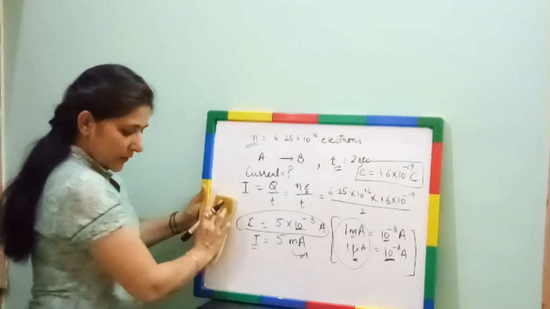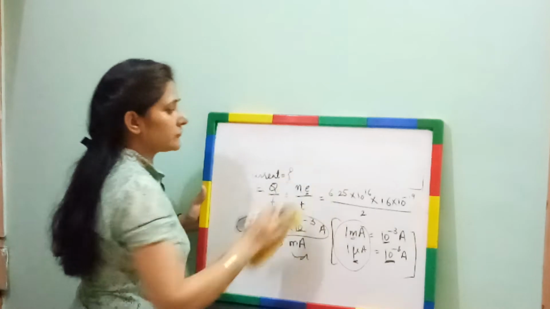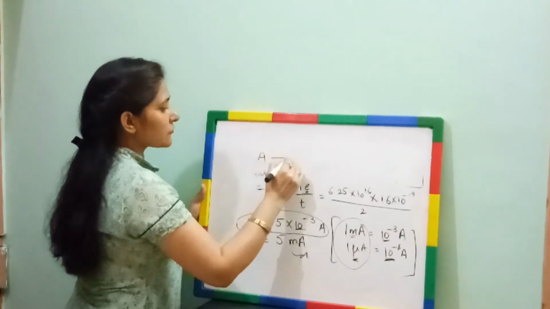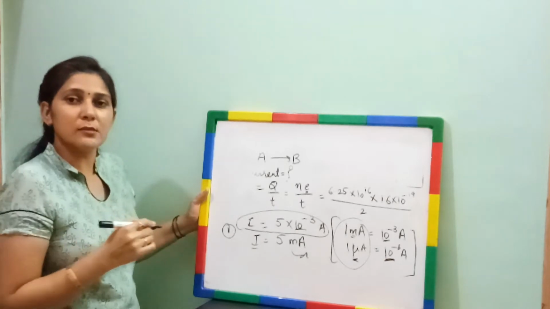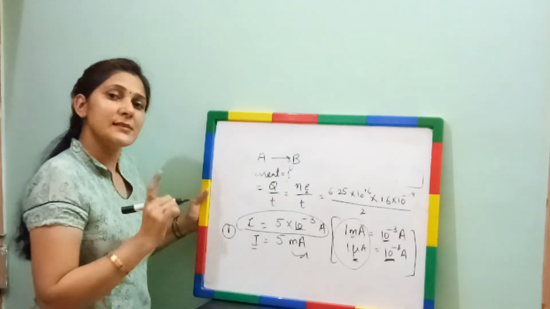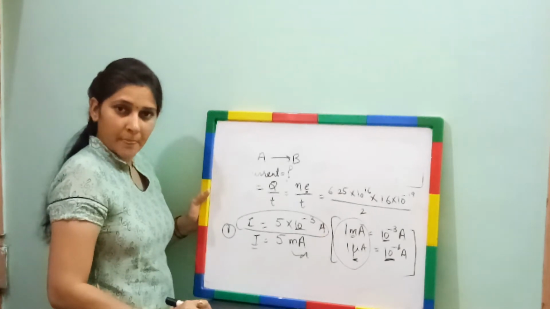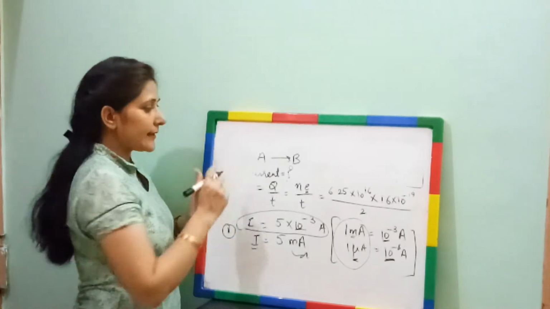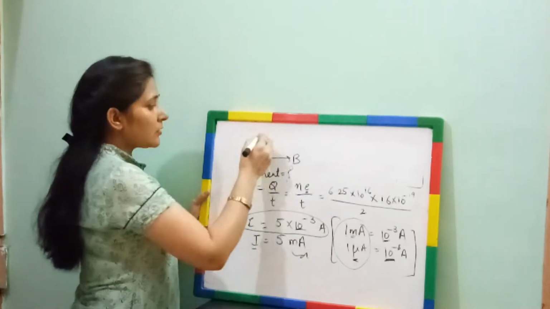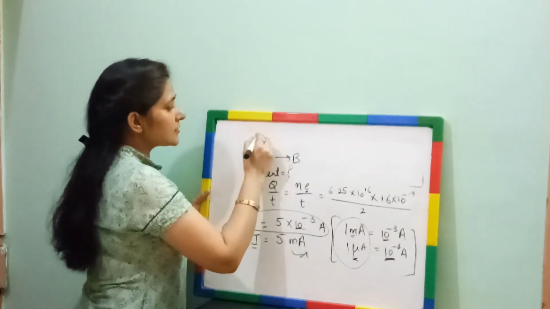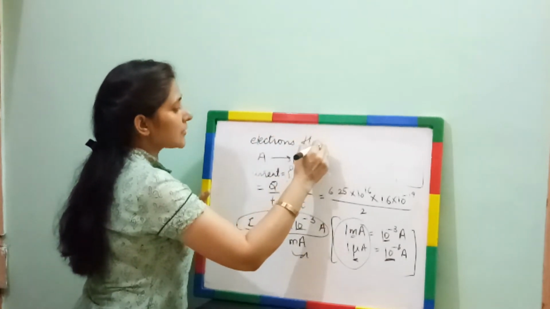Okay. Now continuing further, if somebody asks you the second part of this: I told you this flows from A to B. This is the first part, when they ask what is the value of current. If in the second part they ask you what is the direction of current, what can you write over here? The direction of current is B to A. Why? Because here I told you electrons are flowing. N number of electrons are flowing.